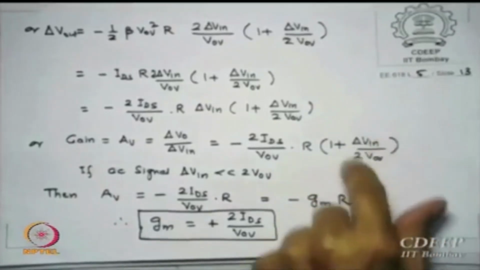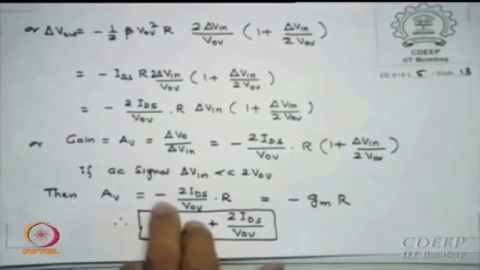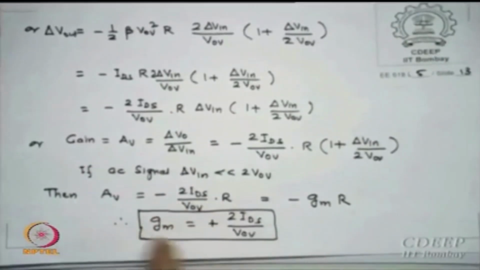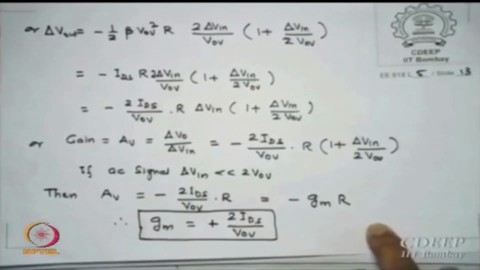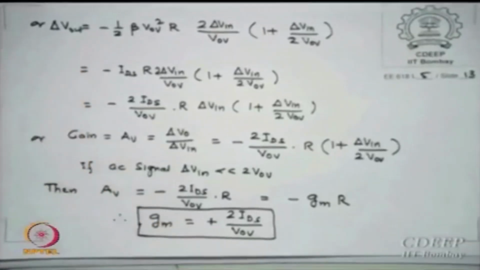In that case, this term can be neglected. So I get minus 2 IDS by VOV into R, but I know AV, which I just derived, is minus GM times R, which means GM is 2 IDS by VOV. Is that correct? This is an expression which I will use. This is one way of looking at the design, using this as my parameter. I want to adjust GM.